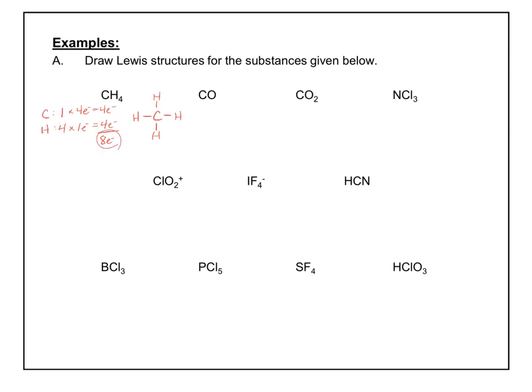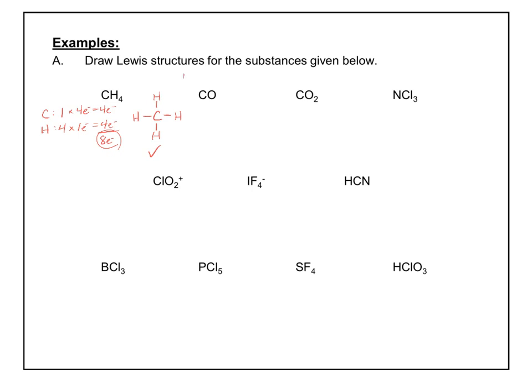Now, check that each atom is happy. If it obeys the octet rule, it needs to obey the octet rule, okay? Carbon has to obey the octet rule. And sure enough, it has 8 electrons surrounding it. Hydrogen obeys the duet rule. And each hydrogen has 2 electrons around it, coming from the chemical bond, right? So this is the correct structure for CH4.